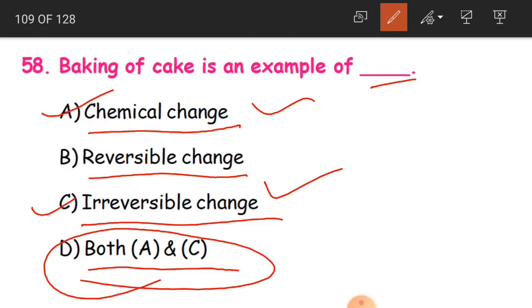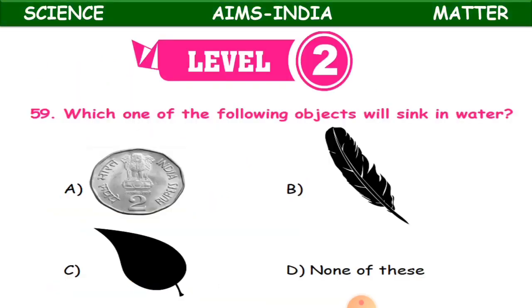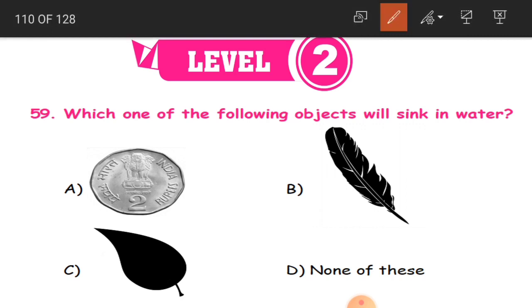Suppose in a physical change, what happens, children? Take an example of water. Water, if you freeze it, it will become ice. Again, if you keep the ice at room temperature, after melting it becomes water. So it has got back its original form. That is a reversible change, which we call a physical change. But here in our question, baking of cake is an example of both chemical change and irreversible change. Clear, children?